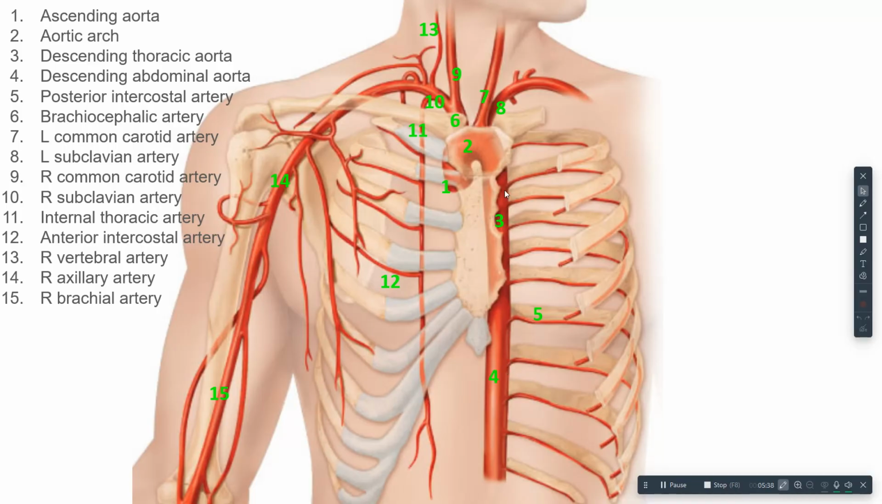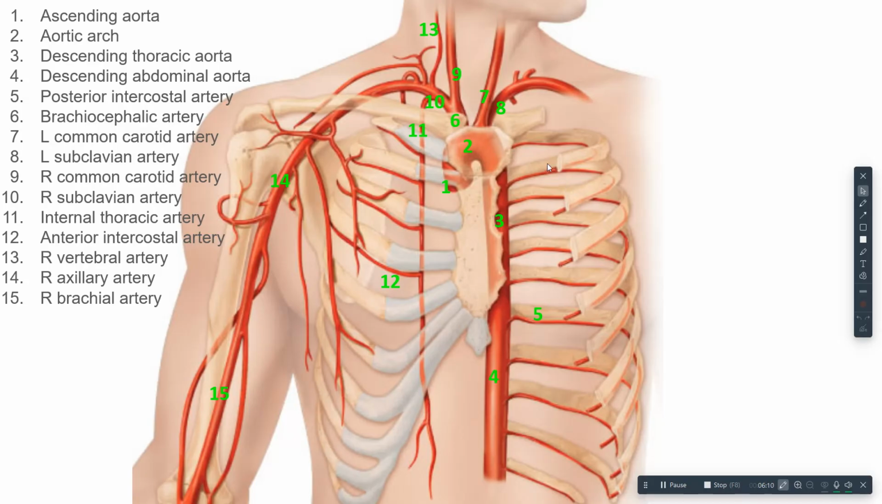Notice the descending aorta has a portion above the diaphragm in the thoracic cavity. That is my descending thoracic aorta. But then when I get down below the diaphragm into the abdominal cavity, I'm going to have my descending abdominal aorta. And emanating from the descending aorta, I'm going to have all of these little arteries. These are my posterior intercostal arteries. Intercostal means in between the ribs.